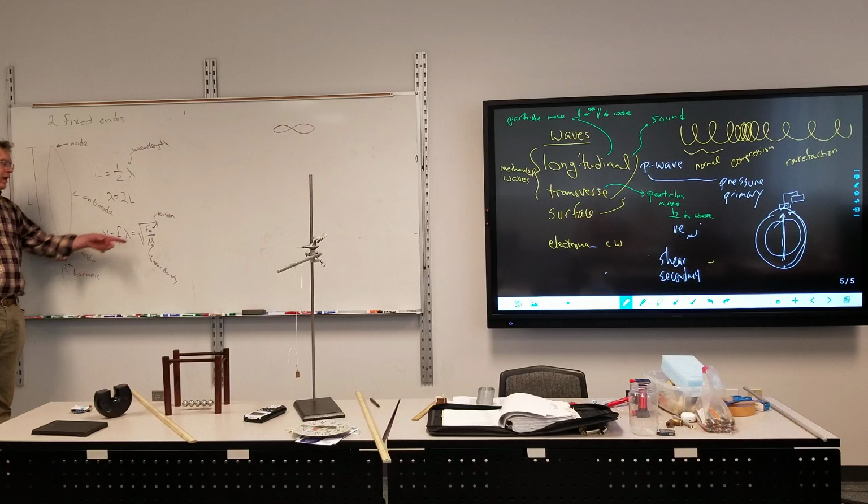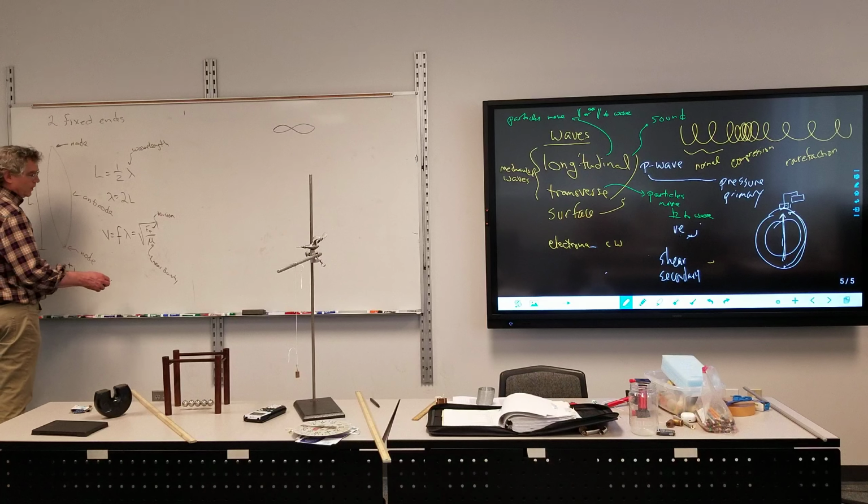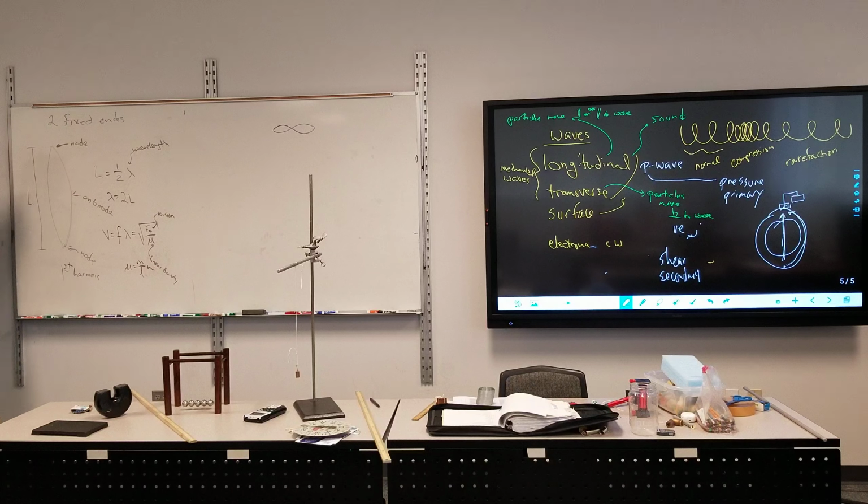Some textbooks will use lambda for linear density, but that'll be awfully confusing because that's the symbol I'm using for wavelength. Linear density is mass per length. So I have a certain tension in the coils. I have a certain linear density of the coils. Now there's a certain amount of mass per length.